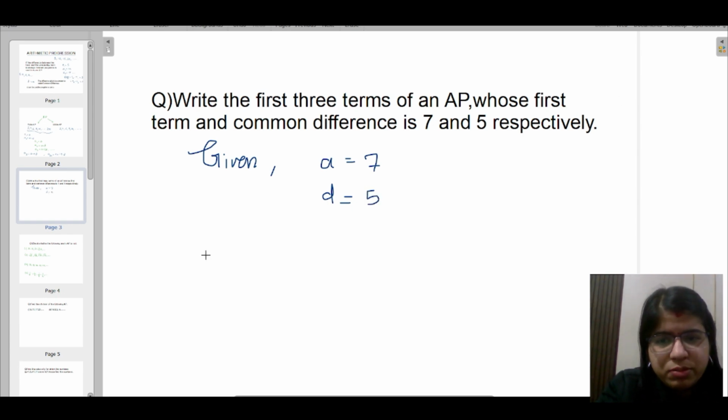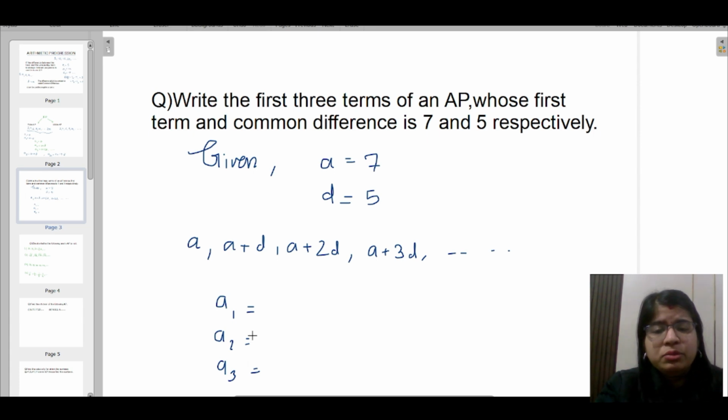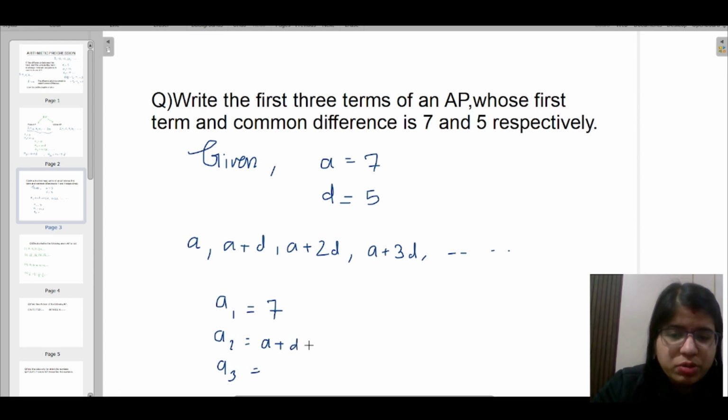So students, the series will be in the form of A plus D, A plus 2D, A plus 3D. Like this we will have. And here what do we have to find? We have to find the first 3 terms. So we have to find A1, A2, and A3. Till now, whatever you have studied in AP, the difference will be constant. So the first term is 7, it's already given. For the second term I am going to find A plus D, which is 7 plus 5, equal to 12.